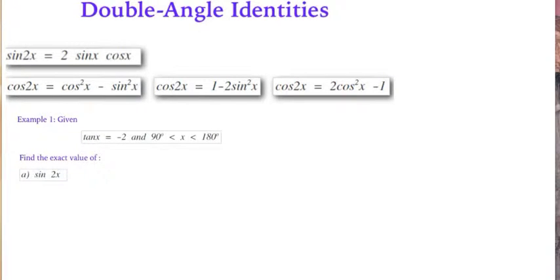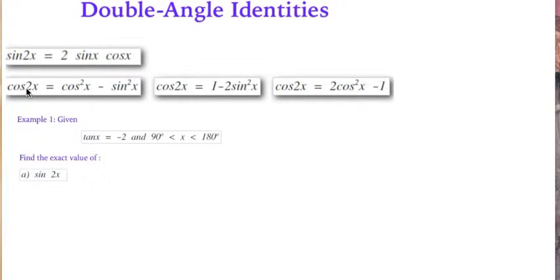This is a lesson on double angle identities. These are the identities you need to memorize for this lesson. Sine 2x equals 2 sine x cosine x. So as you can see, we have a double angle here, 2x, and then you calculate sine 2x in terms of sine x and cosine x, which is a single angle.